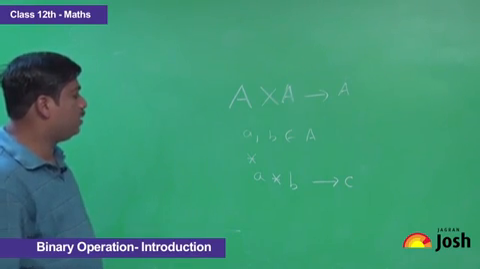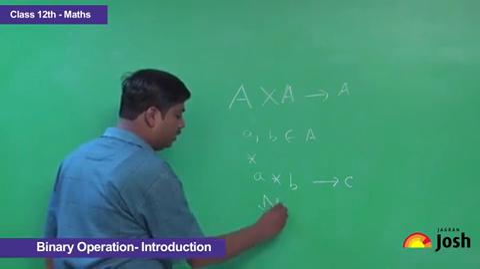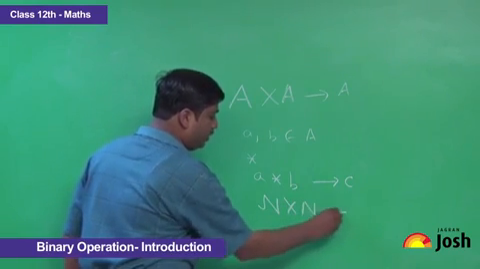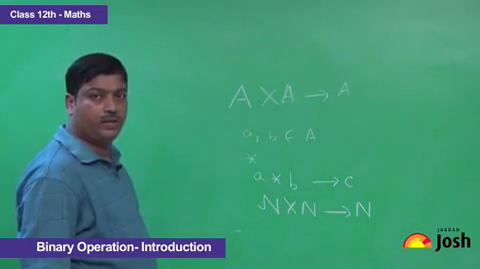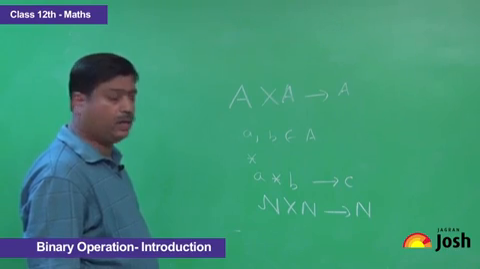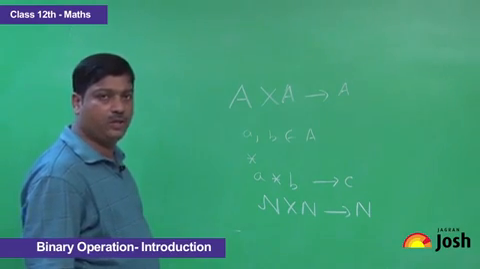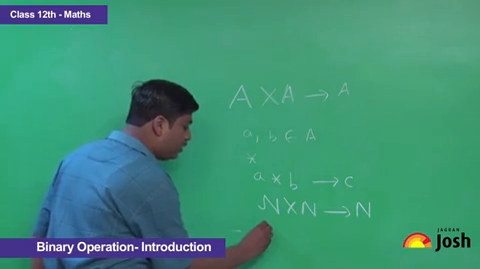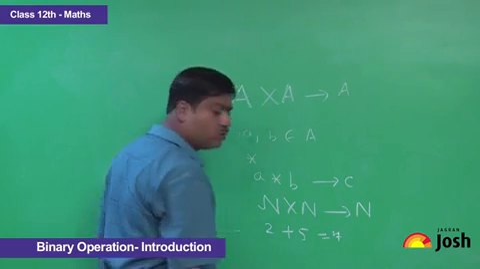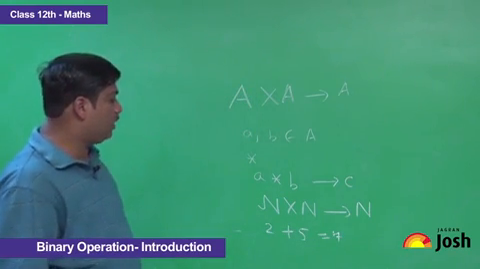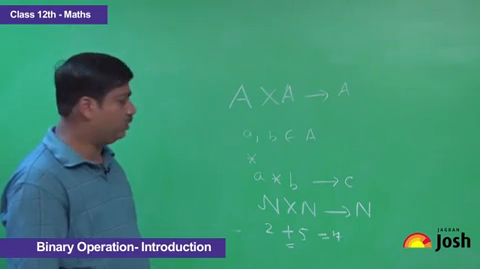Now, let us take an example. Suppose we have a set of natural numbers and let us define a common operation of addition. We know that if any two elements are added, then the element obtained will be a natural number again. So if we add two natural numbers, say 2 and 5, we get 7, which is also a natural number. So we can say that the operation of addition is a binary operation.